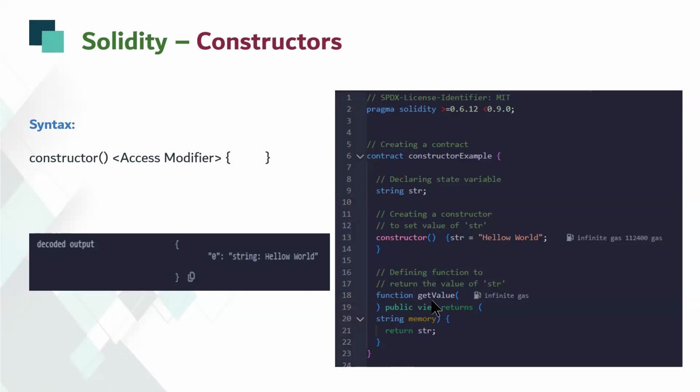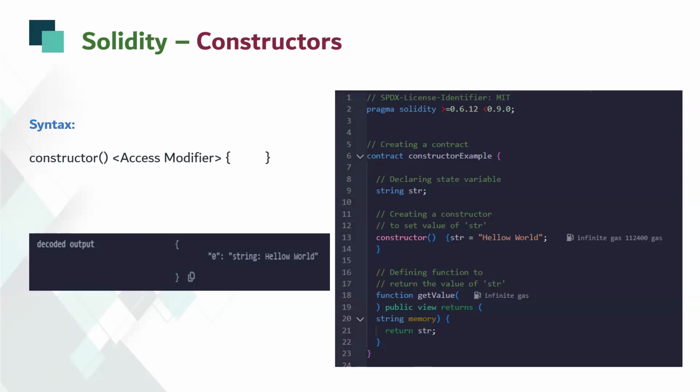Okay, here we have a function getValue. This block of code defines the function named getValue. The function is marked as public, as you see here, allowing anyone to call it because it's public. The view keyword indicates that the function doesn't modify the contract's state. The function returns the value of the str state variable.